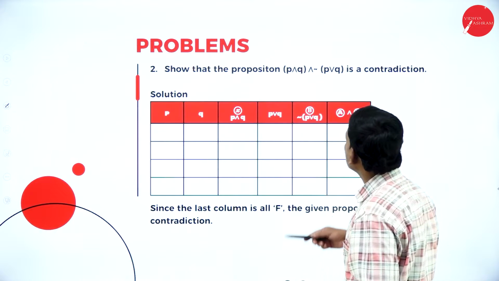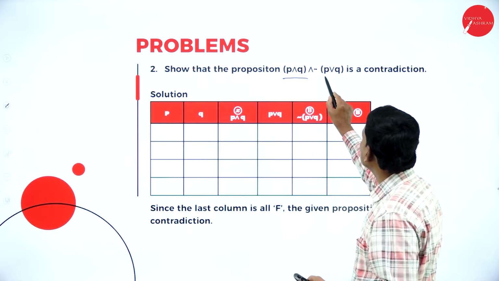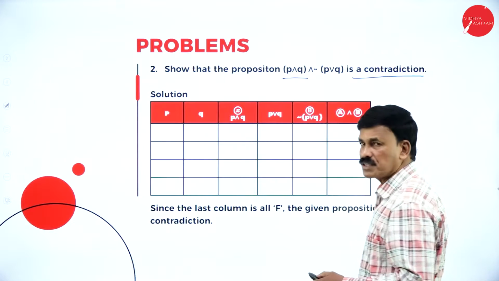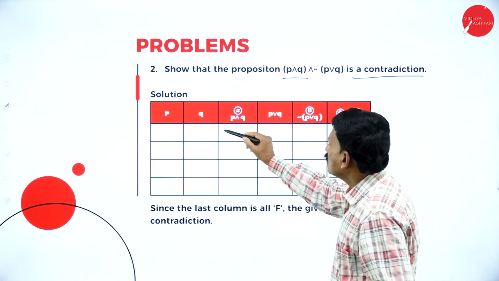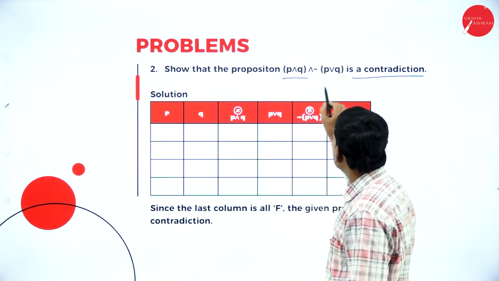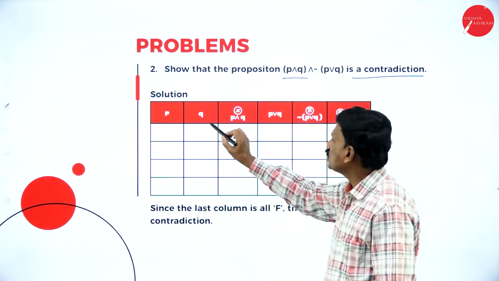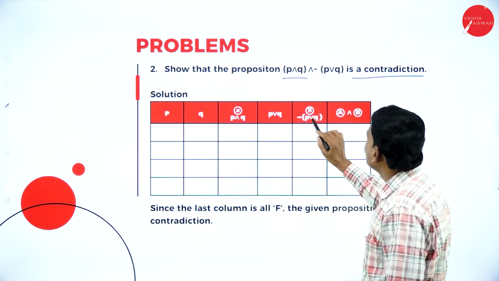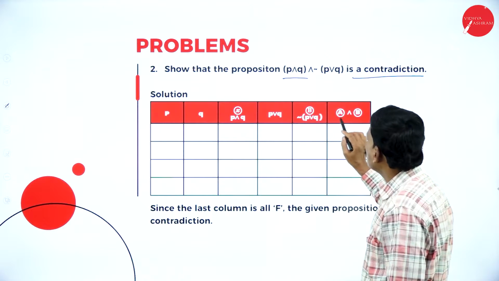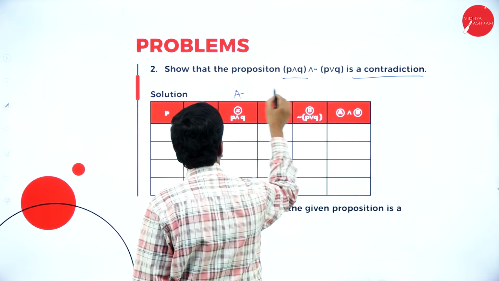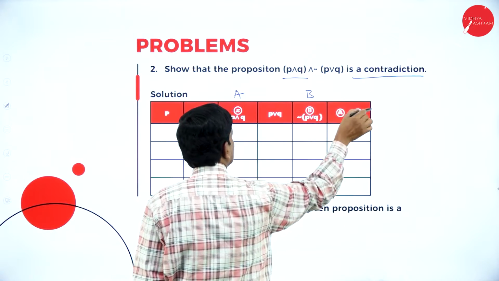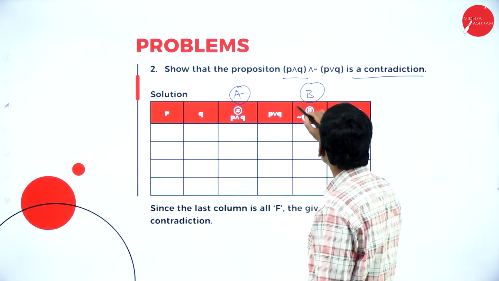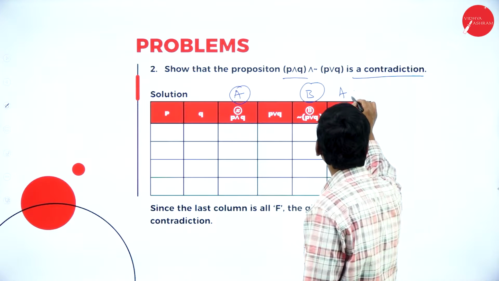Same type. Show that the proposition P conjunction Q conjunction negation of P disjunction Q is a contradiction. Let us verify whether this is a contradiction or not. Now, listen. Just split the given compound proposition. P, Q, then P conjunction Q, call it as A, then P disjunction Q and then its negation, call it as B. Then the conjunction between A and B.